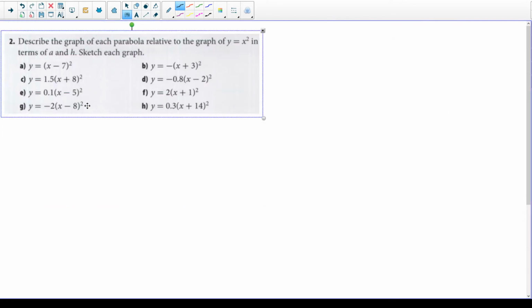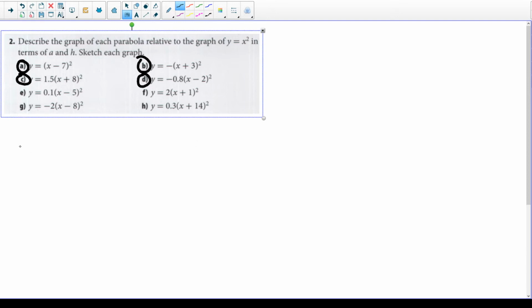In question 2, I only asked you to do A, B, C, and D. And it says, describe the graph of each parabola relative to the graph of y equals x squared in terms of a and h. Sketch each graph. And I had suggested that you don't need to sketch them. So when I ask you a question like describe the graph, what I'd really like you to tell me, on top of saying what a and h is, is which way did it move? Was it stretched? Was it compressed? Is it reflected upside down?